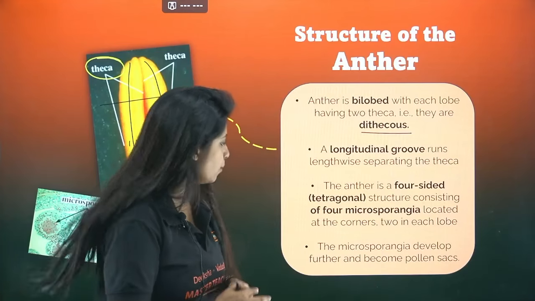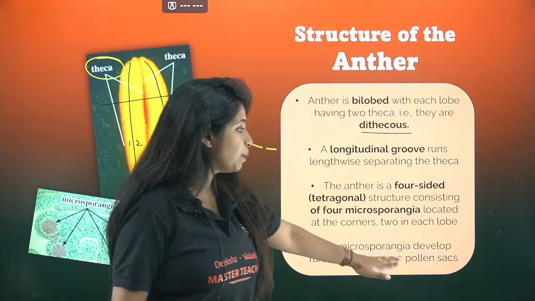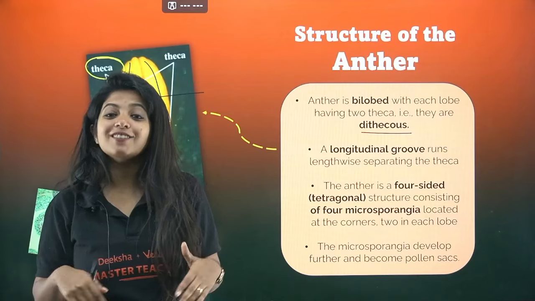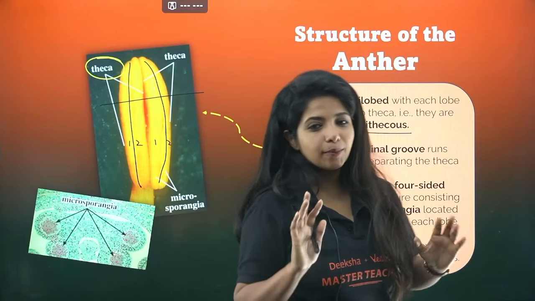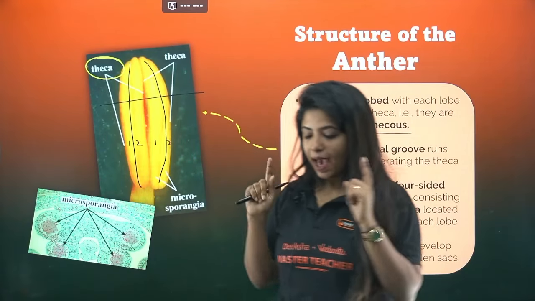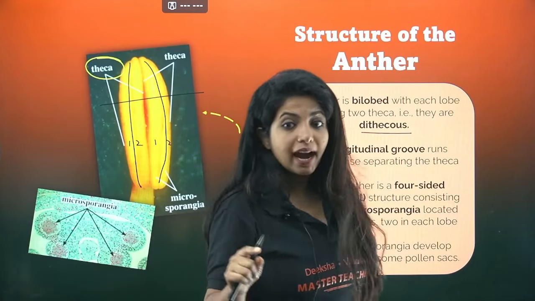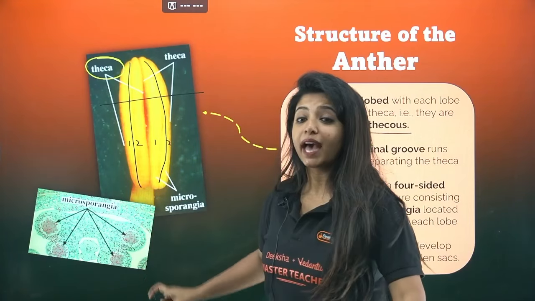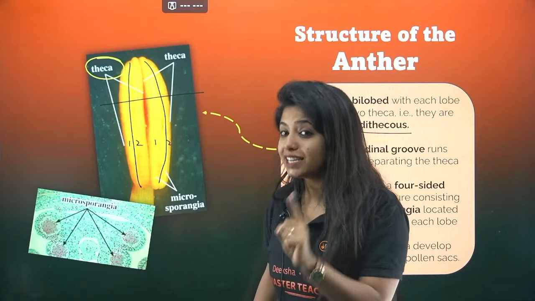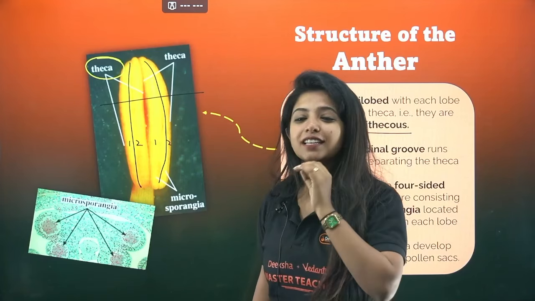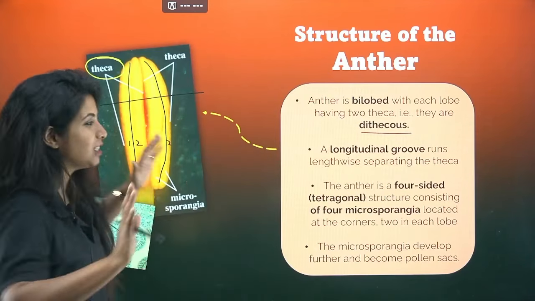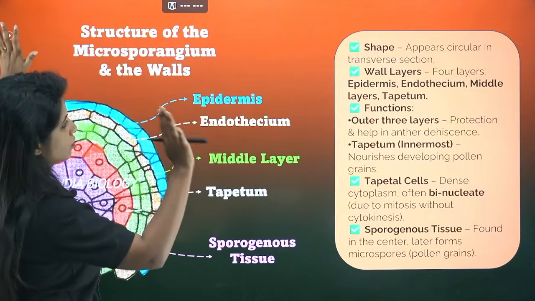Okay, done. Now, the microsporangia develop further and become what? The pollen sacs. So that is also clear. So the anther is bilobed, it is dithecous, each lobe is dithecous, and in each theca you will be having 1 microsporangium. And this microsporangium is what? The future pollen sac. Done? So this is also done.